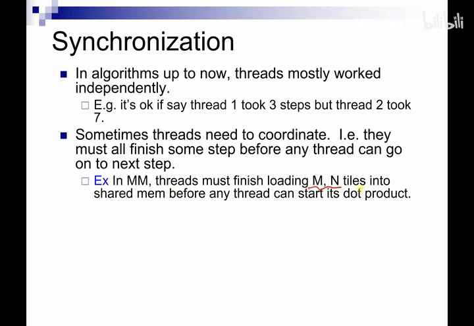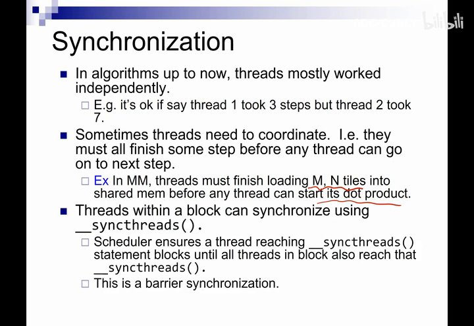You need this sometimes because, for example, in the matrix multiplication algorithm, we need to make sure that we finish loading the M and N tiles into the shared memory before we do any computations. Otherwise, if you start the computation too early, maybe the value is not in the shared memory yet, and so you would compute the wrong value. The way to synchronize within a block is to use barrier synchronization, which is syncthreads. The scheduler for the SM will make sure that all the threads in the block are going to do the barrier where the syncthreads occurs.